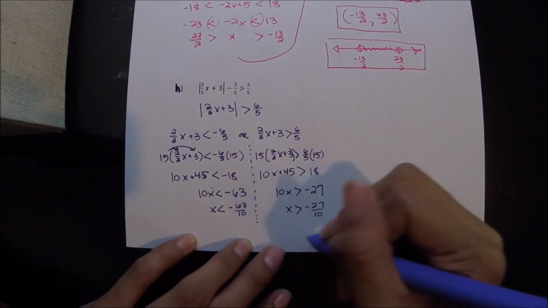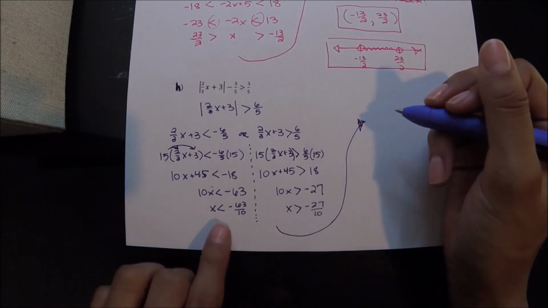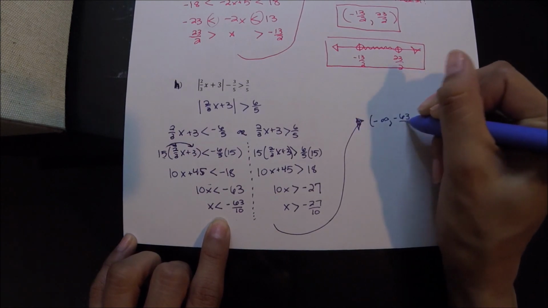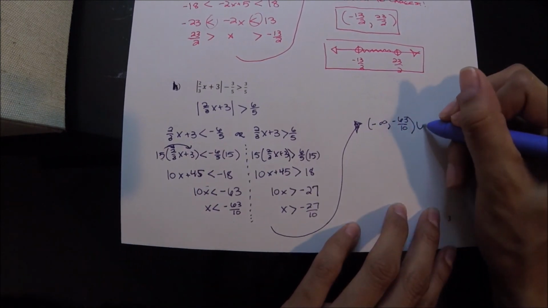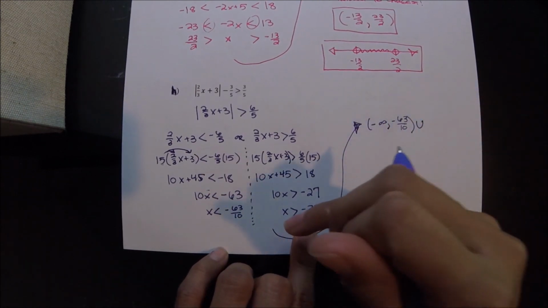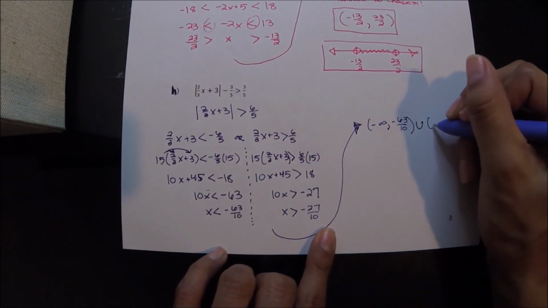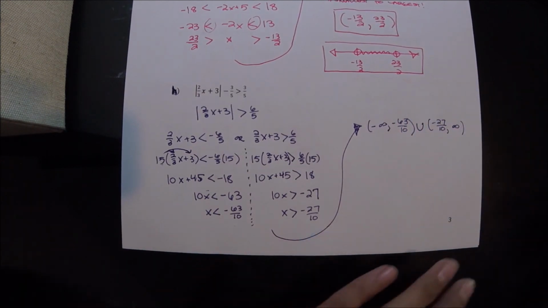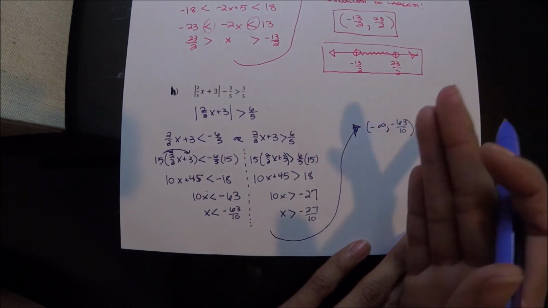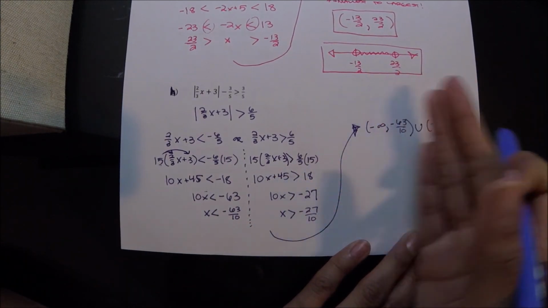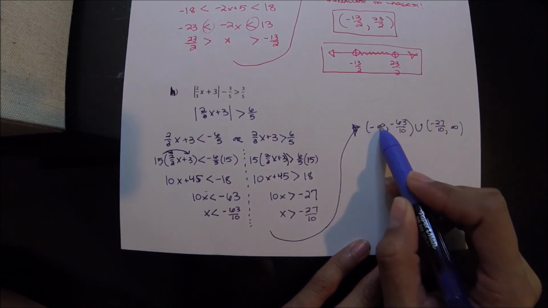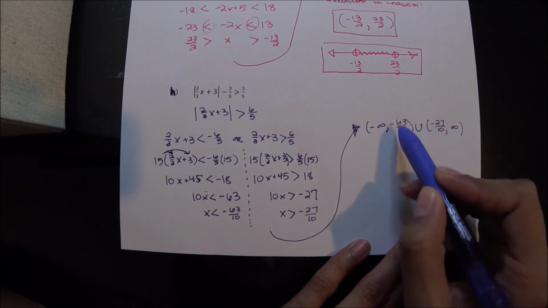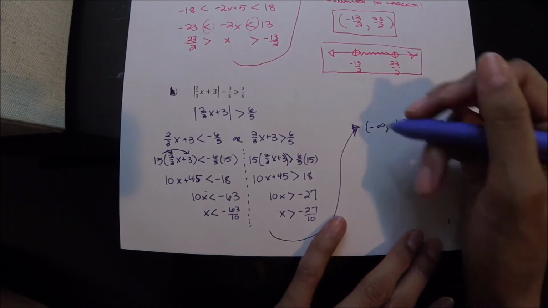So these are our solutions. Then in interval notation, we have everything less than negative 63/10. So that's negative infinity up to negative 63/10. Union this one, everything bigger than negative 27/10. So negative 27/10 up to infinity. And remember, for interval notation, always has to be smallest to largest, left to right. So is that the case? Negative infinity up to negative 63/10. And then negative 27/10 is larger than negative 63/10, so we're good up to positive infinity.